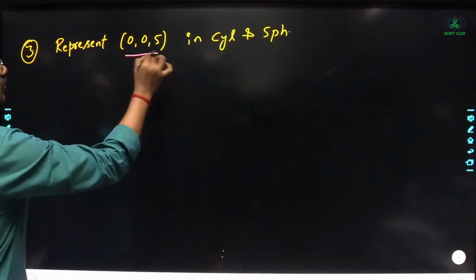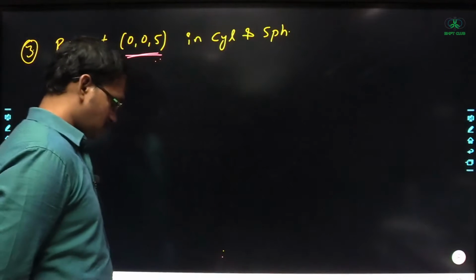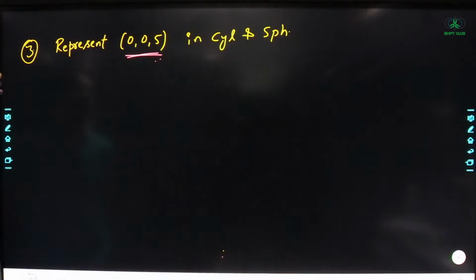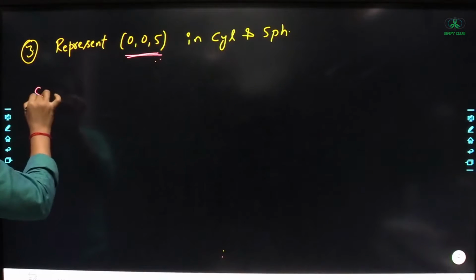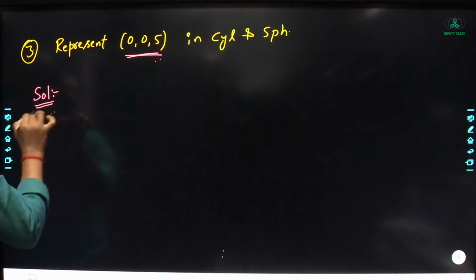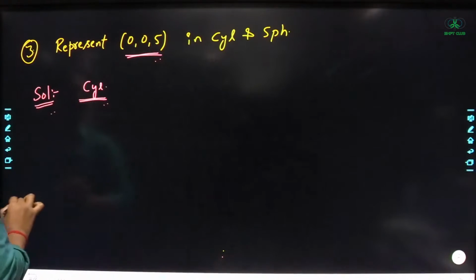Represent (0, 0, 5) in cylindrical and spherical coordinate systems. I hope you have tried this one. Let us check. So, the solution. In the cylindrical coordinate system, we want to represent the point.